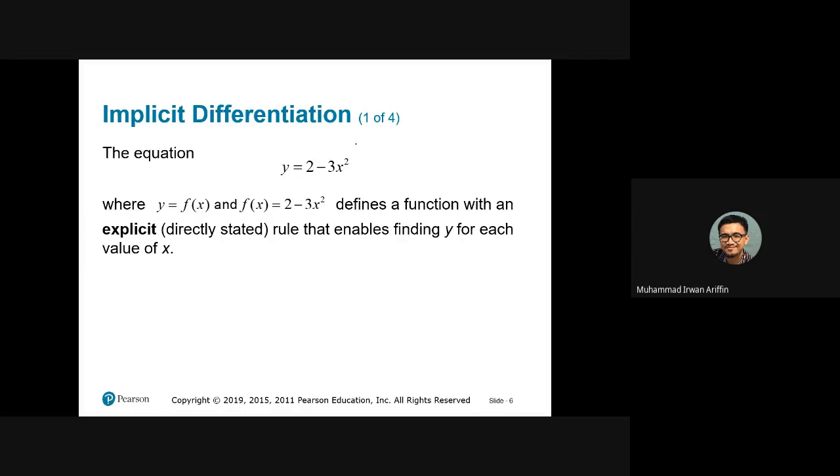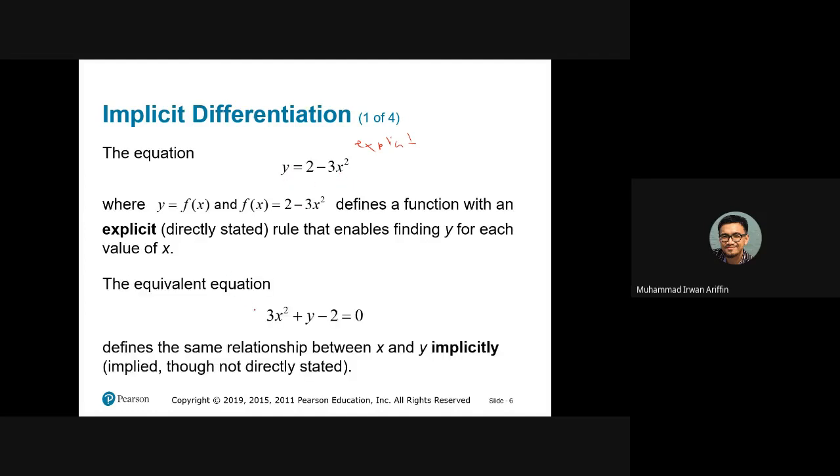Here we have defined y as the dependent and x as the independent variable, so it is directly stated. If we are given this function, we can directly apply a rule to find the derivative, and we can also find the corresponding value of y for each x. For each domain, we can find the range. Now, the equivalent equation defines the same relationship between x and y implicitly. It is implied that these two are related, although they are not directly stated.